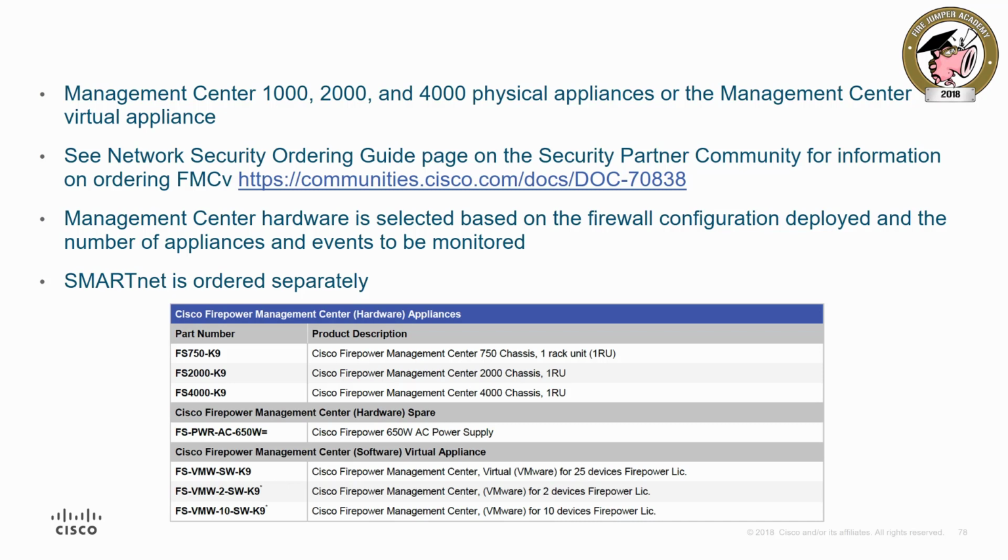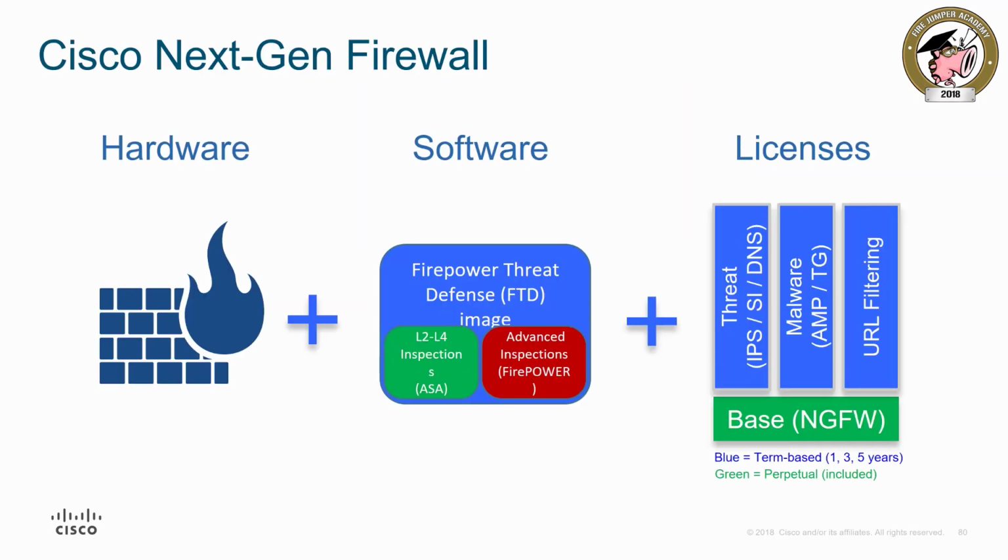So in terms of licensing further, these are the considerations as part of the whole solution. The hardware, the software, consider that obviously you need the respective hardware to handle the traffic, the image and so on. The software plays a huge part. You have the Firepower Threat Defense image. Just to remind you, you have the L2 to L4 inspection taken care of by the ASA side, and the advanced inspection, the Firepower capabilities, are converging to that Firepower Threat Defense image, providing end-to-end coverage there.